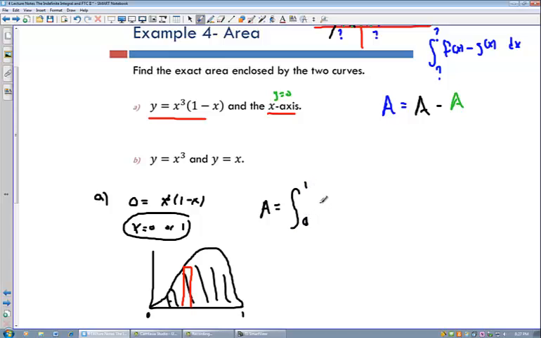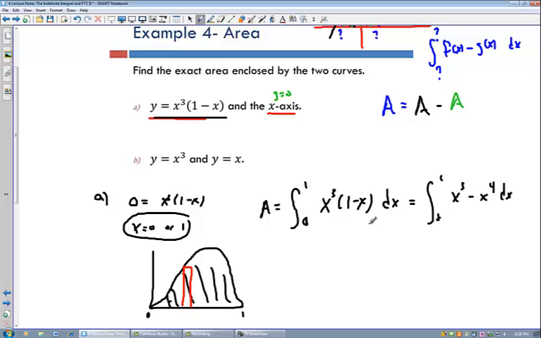So between 0 and 1 of my function, so this turns out to be x cubed times (1 minus x). Right, this height, which is given by my function right here. And then I have a dx there. And so now I just need to figure out what this integral is. So this is the integral from 0 to 1 of x cubed minus x to the 4th dx.